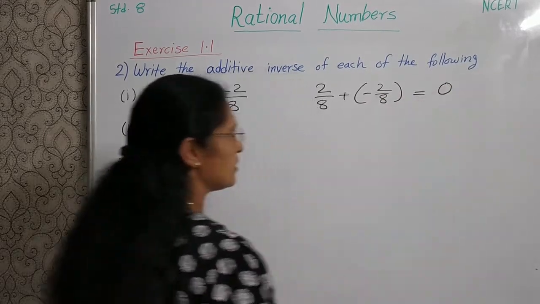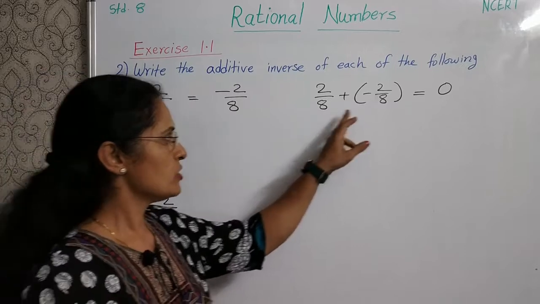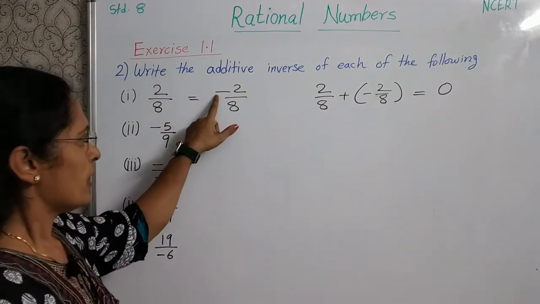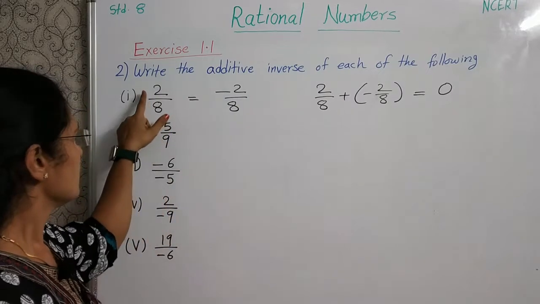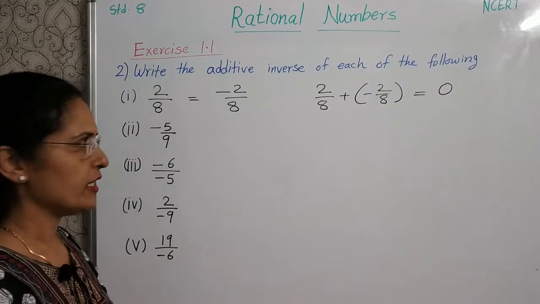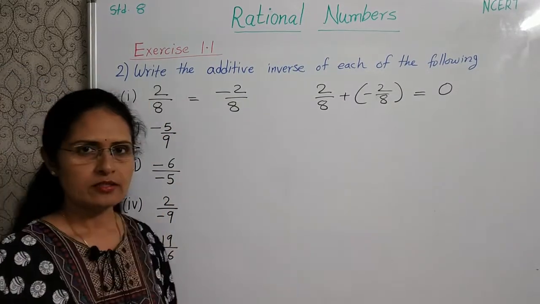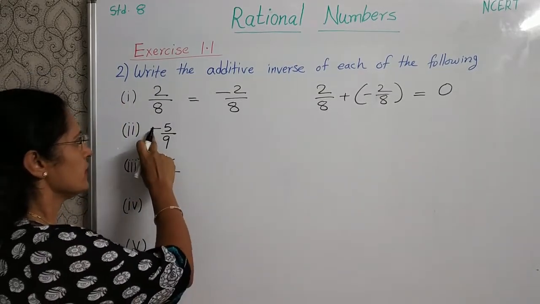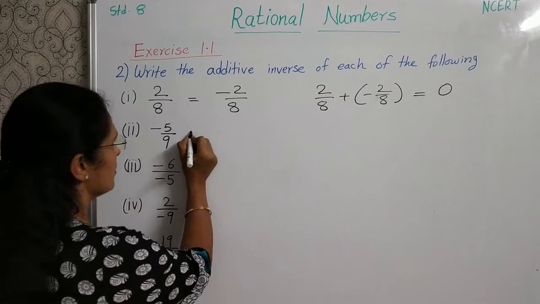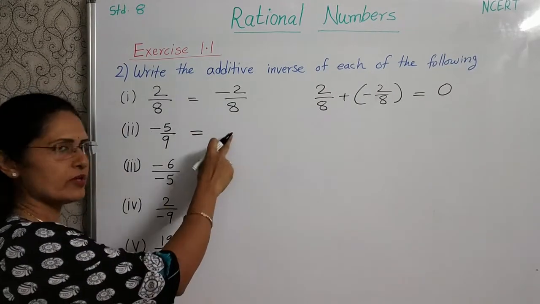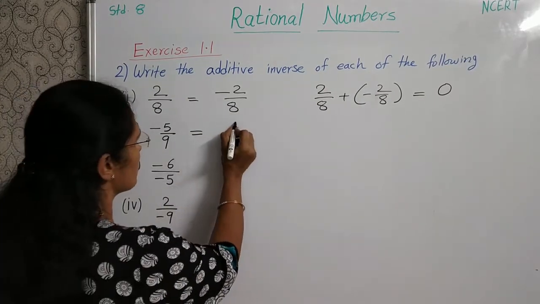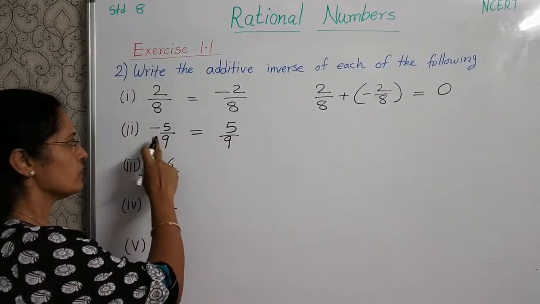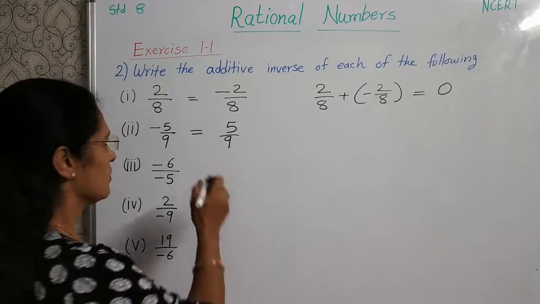the answer will be 0. So by adding these two, we will get 0, and therefore minus 2 by 8 is an additive inverse of 2 by 8. So just by changing their sign, you get the additive inverse. Second, negative 5 by 9. Now here it is negative, so we will write positive. So 5 by 9. 5 by 9 is an additive inverse of negative 5 by 9.